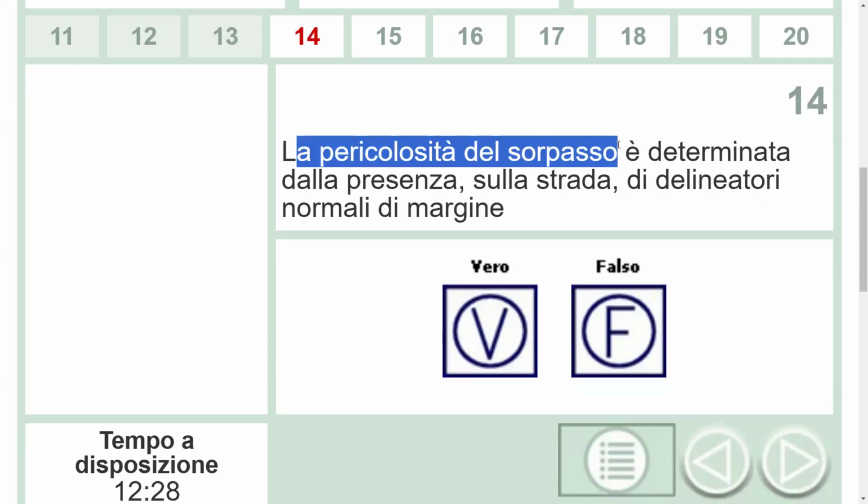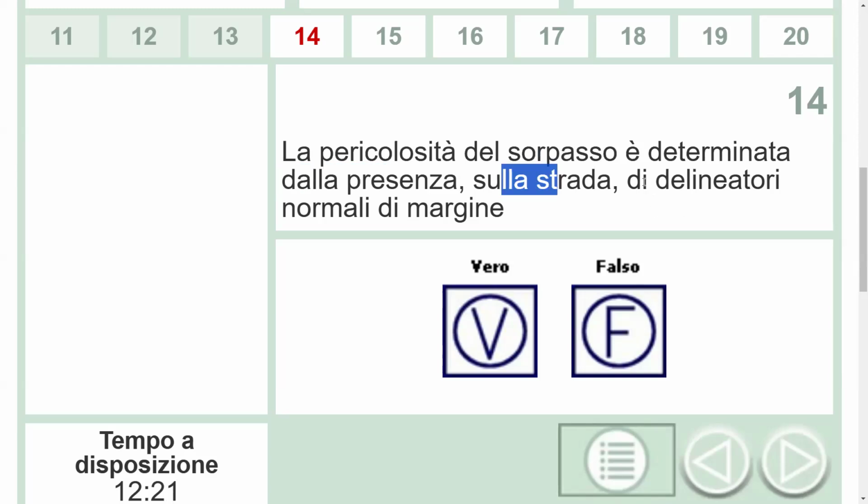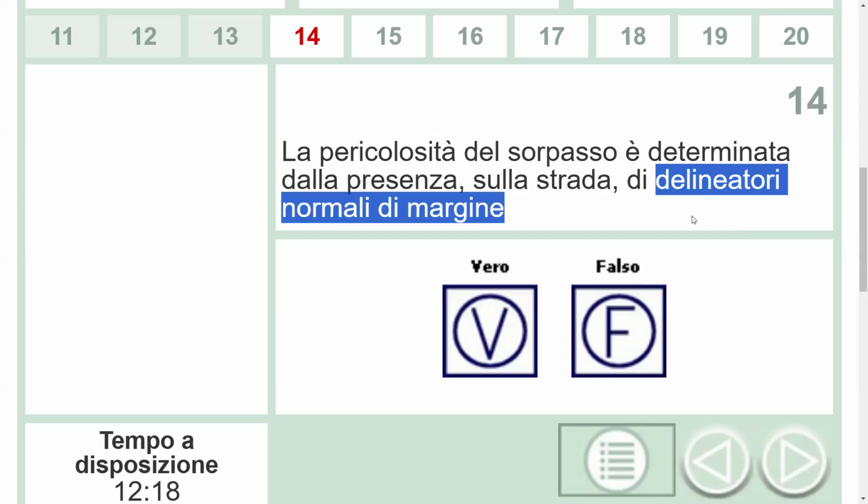La pericolosità del sorpasso è determinata, the danger involved in overtaking is determined by the presence on the road of delineatori normali di margine. Do all of you know what delineatori are? If you don't know, raise your hand. I'll show you. These are small sticks on the left and right sides of the borders of the road. On a two-way road, they are red on the right side and white on the left side. On a one-way road, they're yellow on both sides. He's saying that because of the presence of those, there is a danger involved in overtaking. No, that is helping you. It's not causing you a problem. Okay, this is falso.